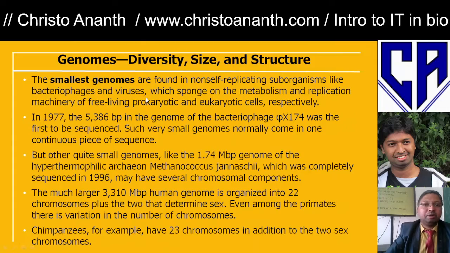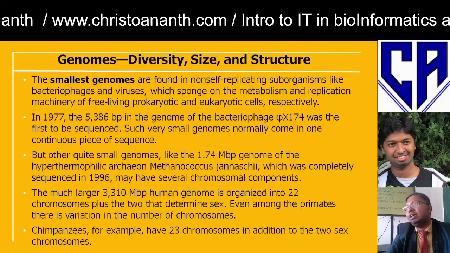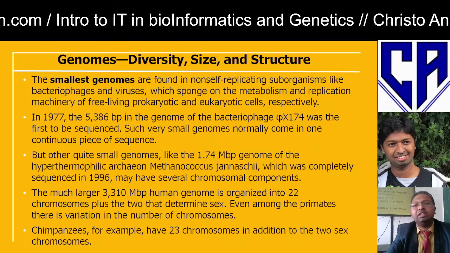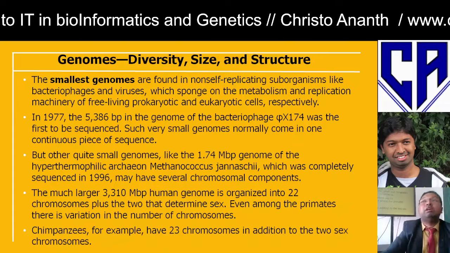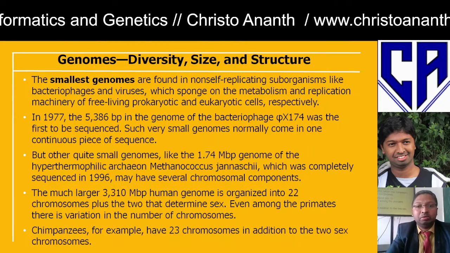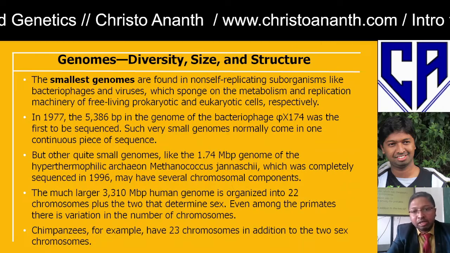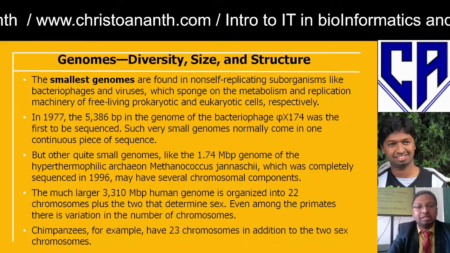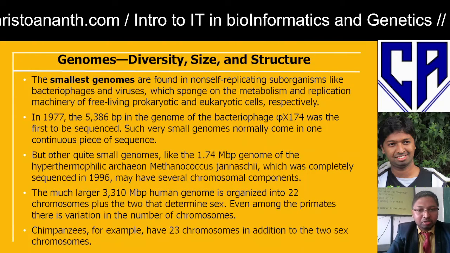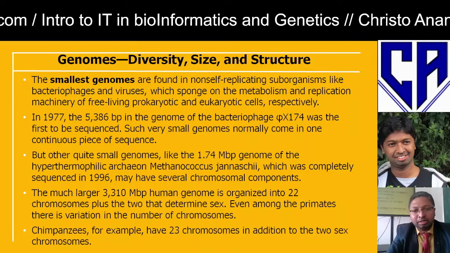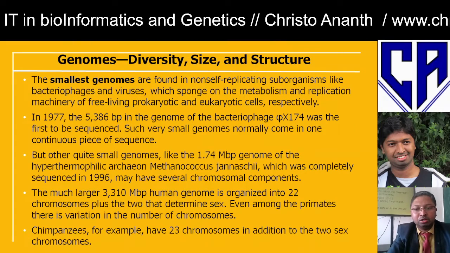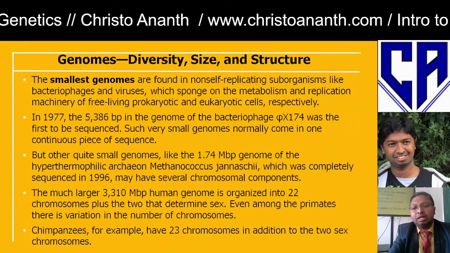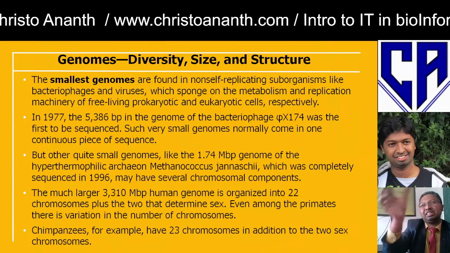The smallest genomes we can find in bacteria or viruses, and they evaluated this criteria during the 1970s. We found that the small genomes have a continuous sense of characteristics. The much larger human genome, about 3,310 megabytes, generally has 22 chromosomes, and then we have another pair, X and Y.